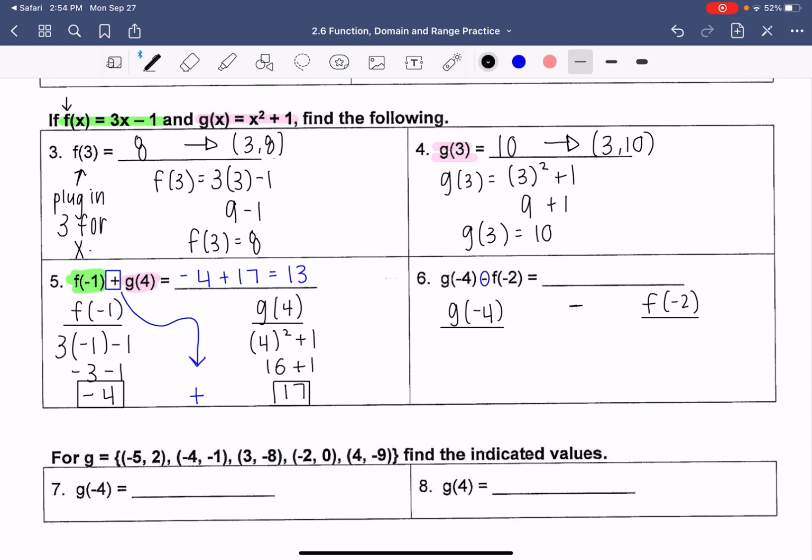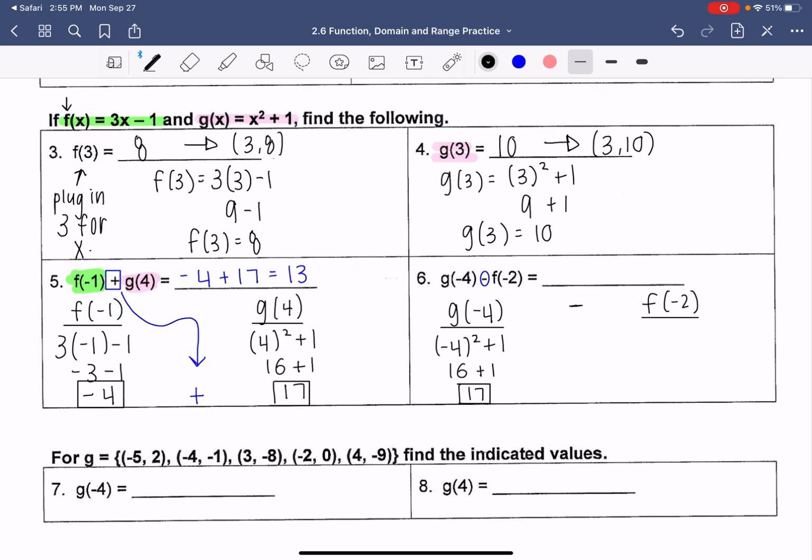So g of negative 4, the function g of x is x squared plus 1. So instead of x squared, it's going to be negative 4 squared plus 1. So again, use the parentheses, and make sure the squared goes outside of the parentheses. So negative 4 times negative 4 is 16. 16 plus 1 gets us 17.